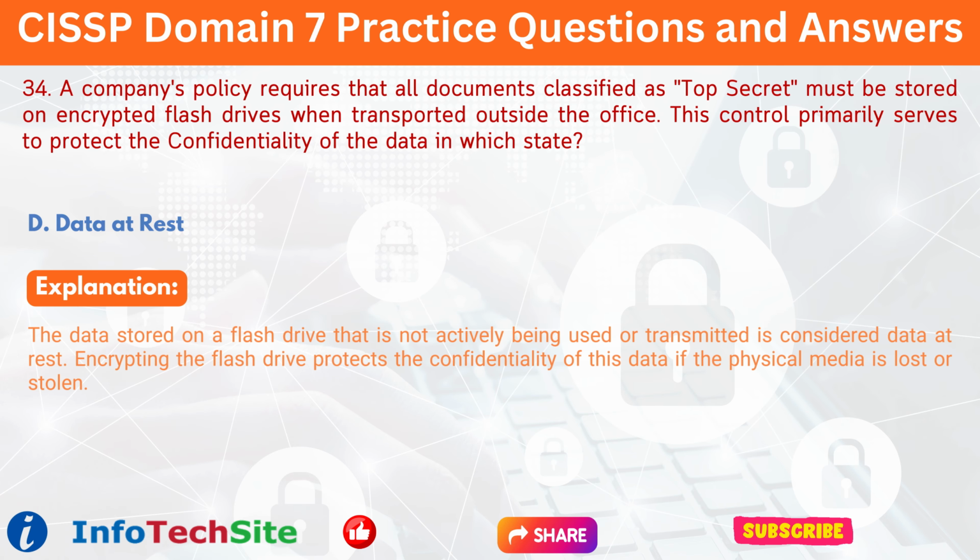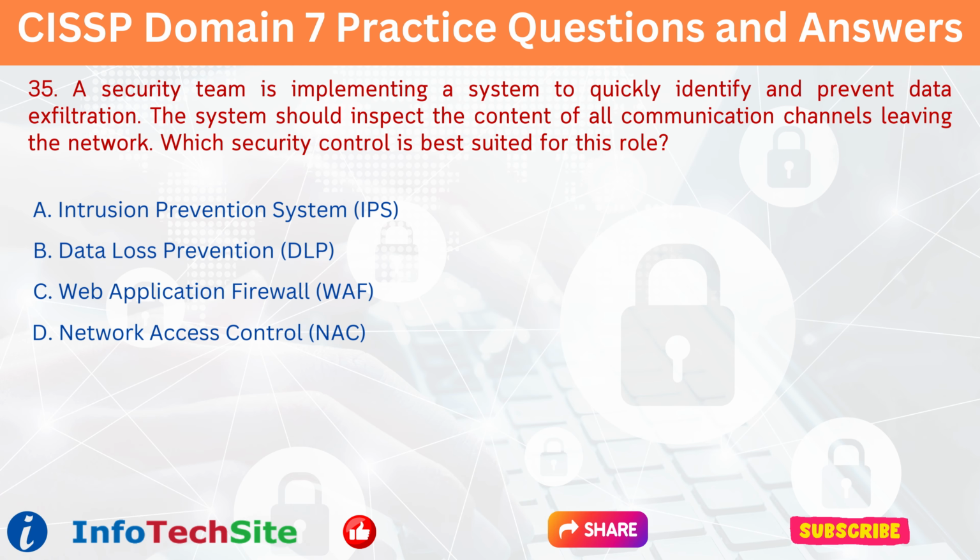35. A security team is implementing a system to quickly identify and prevent data exfiltration. The system should inspect the content of all communication channels leaving the network. Which security control is best suited for this role? A. Intrusion Prevention System, IPS. B. Data Loss Prevention, DLP. C. Web Application Firewall, WAF. D. Network Access Control, NAC.